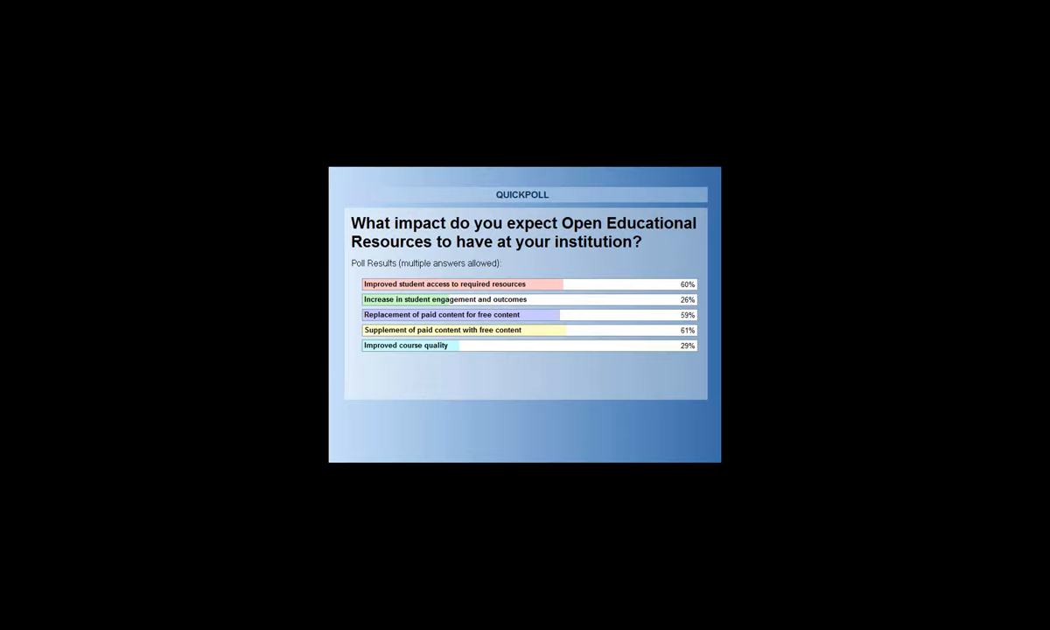Okay, so it looks like improved student access to resources and to supplement paid content with free content, as well as replacement of paid content for free content are the top choices. So again, I think very consistent with the aspirations we see broadly across the marketplace, and really important goals, reflecting back to Tanya's opening comments that I think are spot on with the sort of desire and need that we see in higher ed today. So thank you for participating in the two polls.